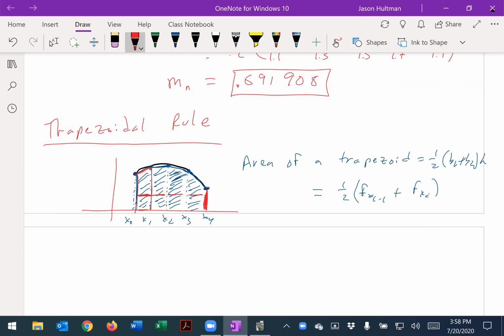So the height is the same, and then we're just going to use the height of the function as the bases of the trapezoid. The height of the function we're going to use as the bases of the trapezoids.